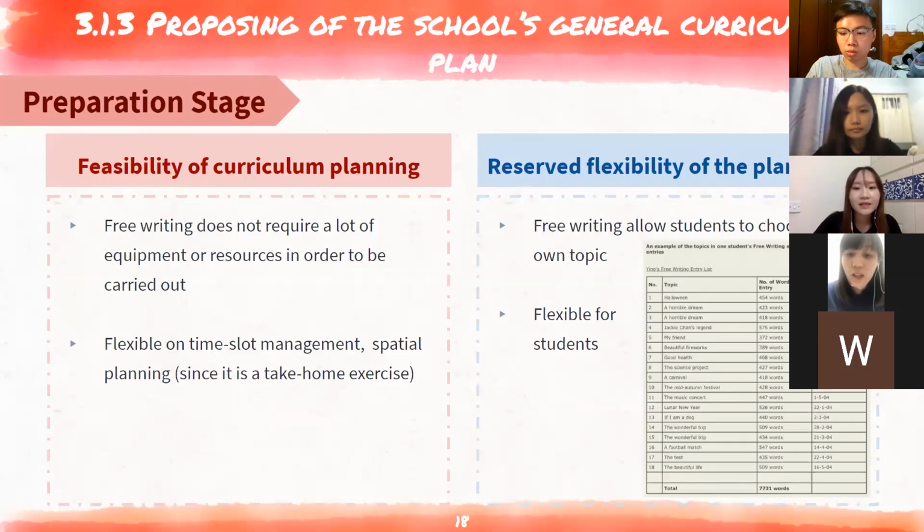Next. Free writing has great flexibility since it doesn't require a lot of equipment and time. Moreover, it can provide students reserved flexibility in choosing their own topic. Next.